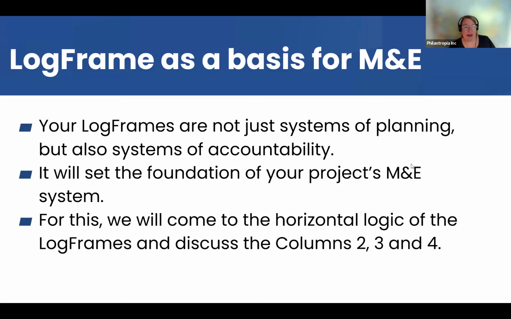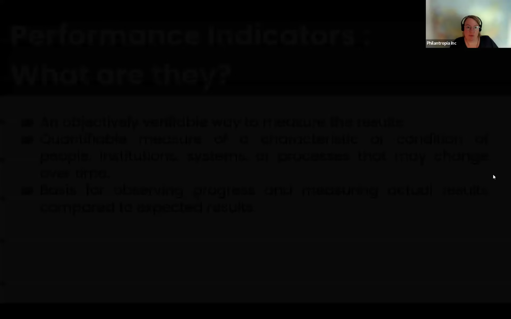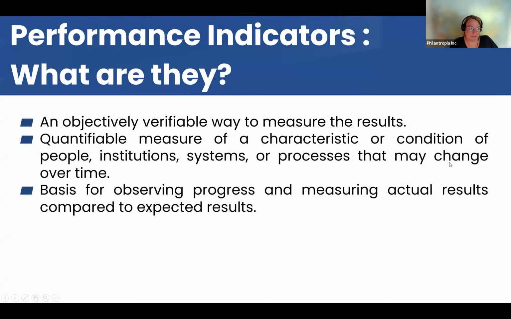And to have this, we'll come to the horizontal logic. We've discussed the vertical logic of your log frame last time, and today we'll come to the horizontal. So what are these other fields in columns 2, 3, and 4 supposed to mean and supposed to have as input? What are performance indicators? We all know the word, we throw that around a lot, but what are they specifically?